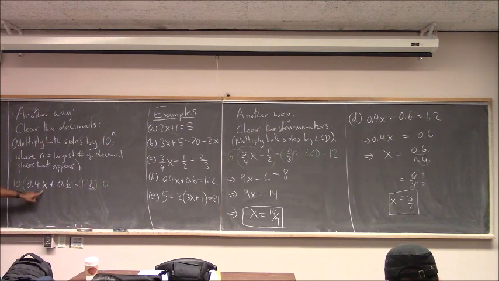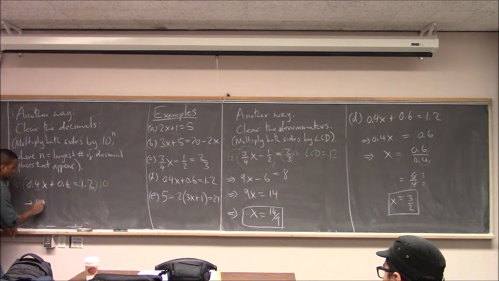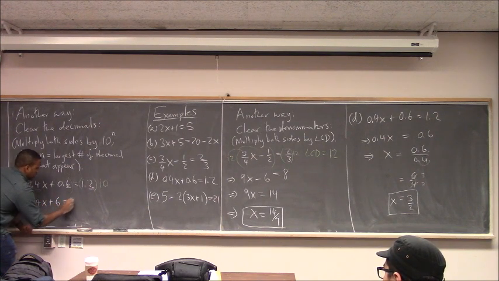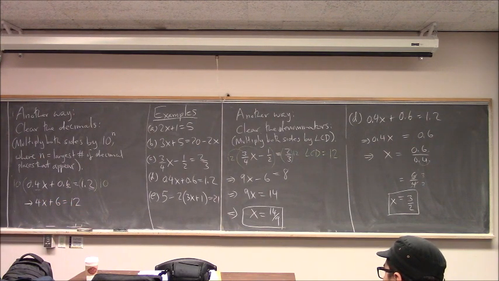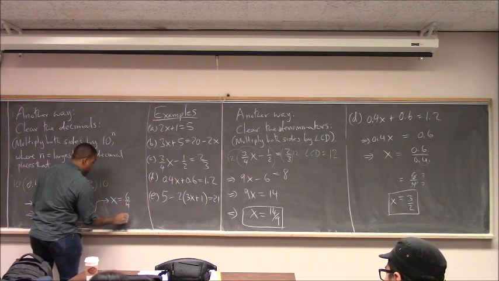Multiplying by 10 simply moves all the decimal points one place to the right, whereas dividing by 10 moves them to the left. So this will give me 4x plus 6 equals 12. So this gives me 4x equals 6 by subtracting 6 from both sides, which now gives me x equals 6 over 4, and so x equals 3 over 2.